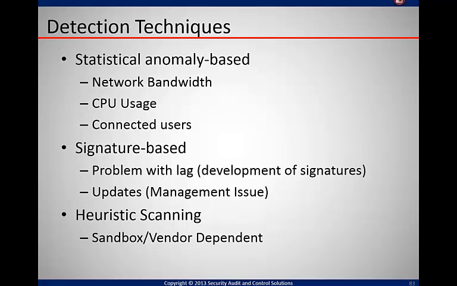Another issue can be signature based. Now, one of the open source IDS solutions is Snort, and you can implement that, but the problem is you can have a lag with development issues. So if signatures are updated, how do you update them within an organization? Do you have an automated process? And those updates, like antivirus software, are really a management issue.